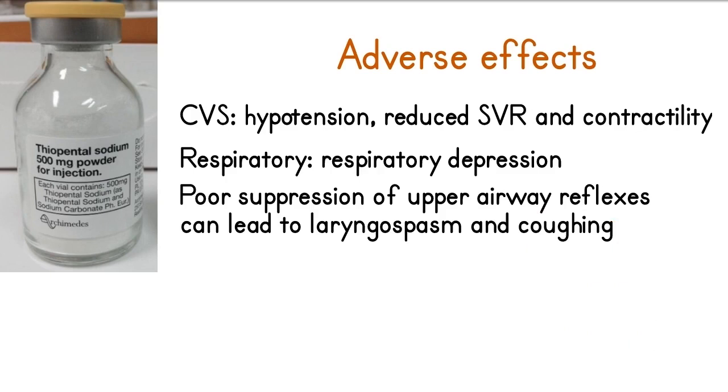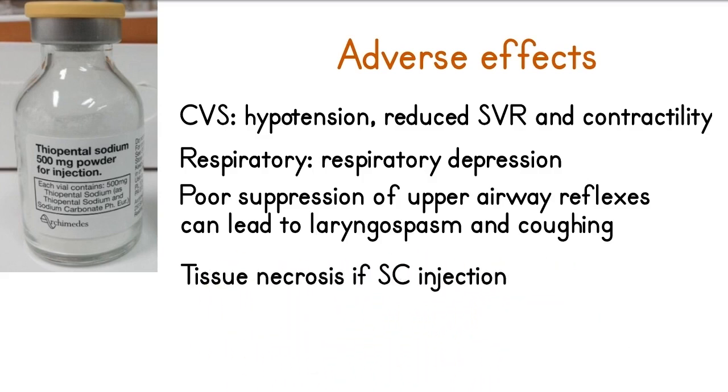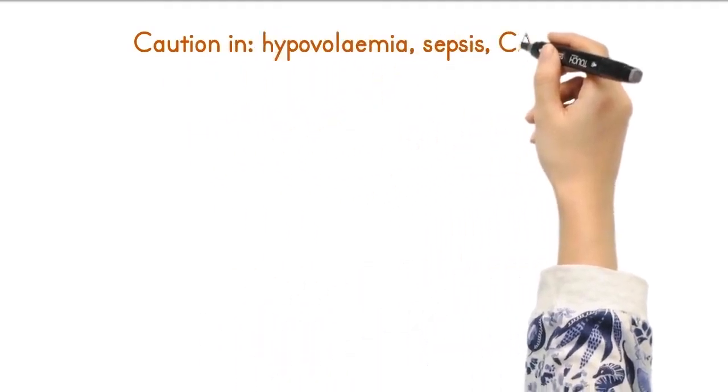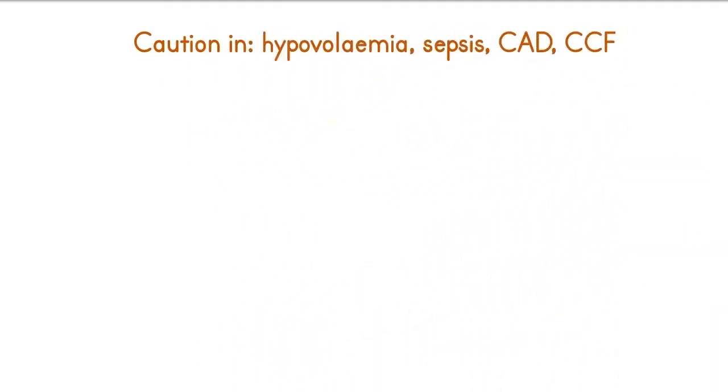If thiopentone is inadvertently injected into tissue rather than a vein, it can cause tissue necrosis, and if it's injected intraarterially, the solution can crystallize, causing vascular occlusion and gangrene. Thiopentone should be used with caution in hypovolemic patients, although it causes less blood pressure depression than propofol. Also in patients with severe sepsis and with coronary artery disease and with congestive cardiac failure.